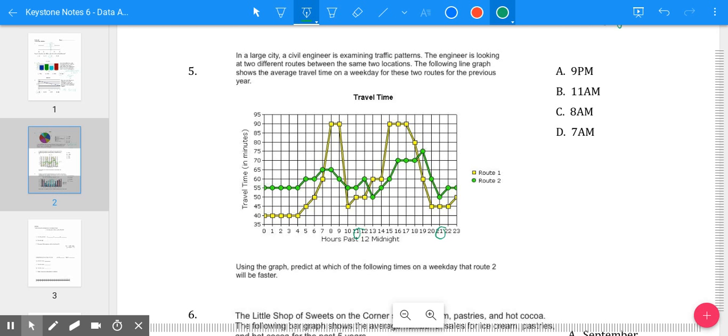But again, just looking at each of these, maybe what I'll do is circle 8 a.m. is there, and the other one we had is 7 a.m. So at 7 a.m., pretty clearly route 1 is faster because the yellow bar is below the green. At 8 a.m., it looks pretty probable. At 8 a.m., route 1 is up there, whereas route 2 is down here. At 11 a.m., nope, yellow is lower. And at 9 p.m., route 1 is again faster. So the correct answer here should be C, 8 a.m.